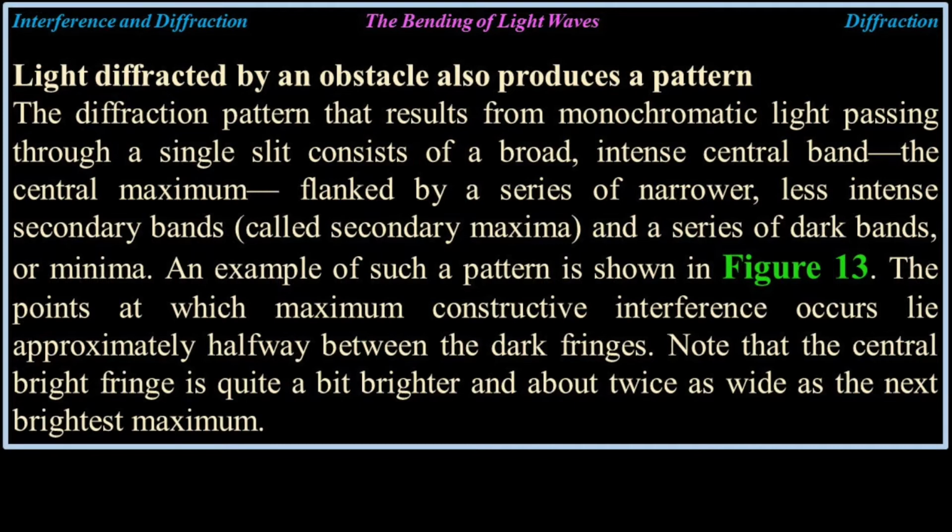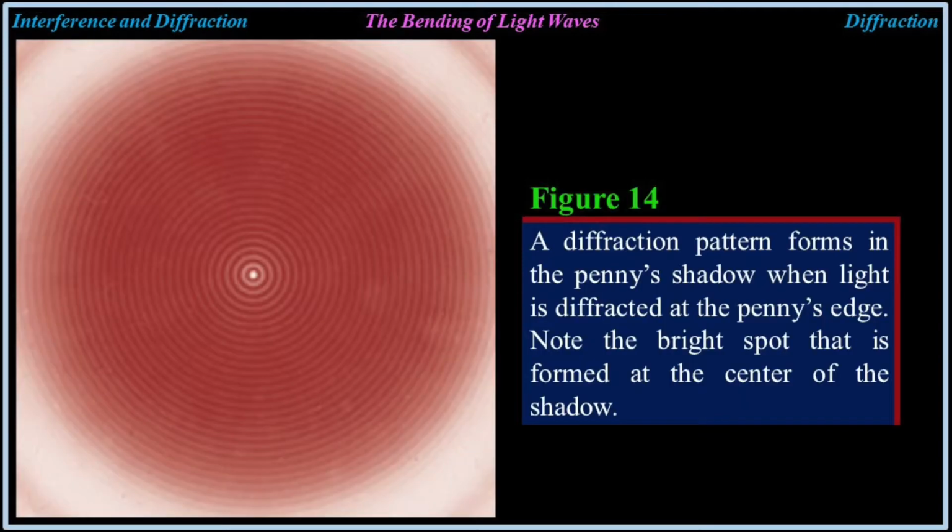The points at which maximum constructive interference occurs lie approximately halfway between the dark fringes. Note that the central bright fringe is quite a bit brighter and about twice as wide as the next brightest maximum. Go back and look at Figure 13 and make sure what is written here makes sense there.